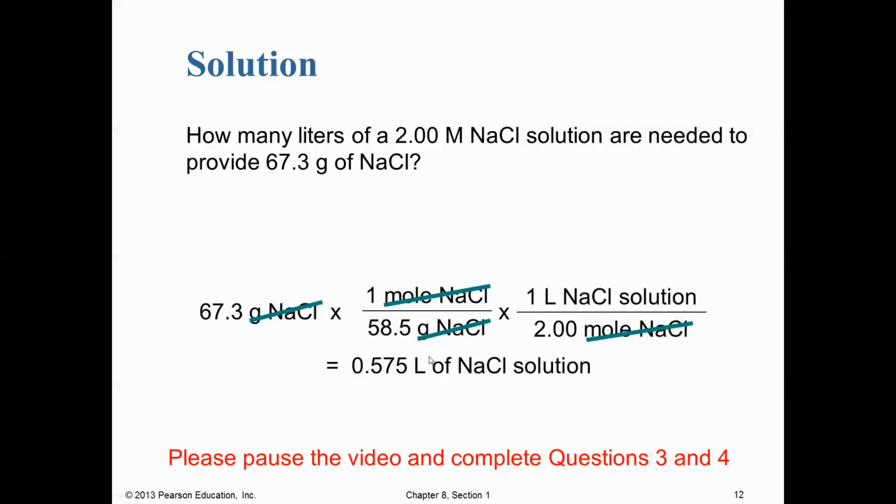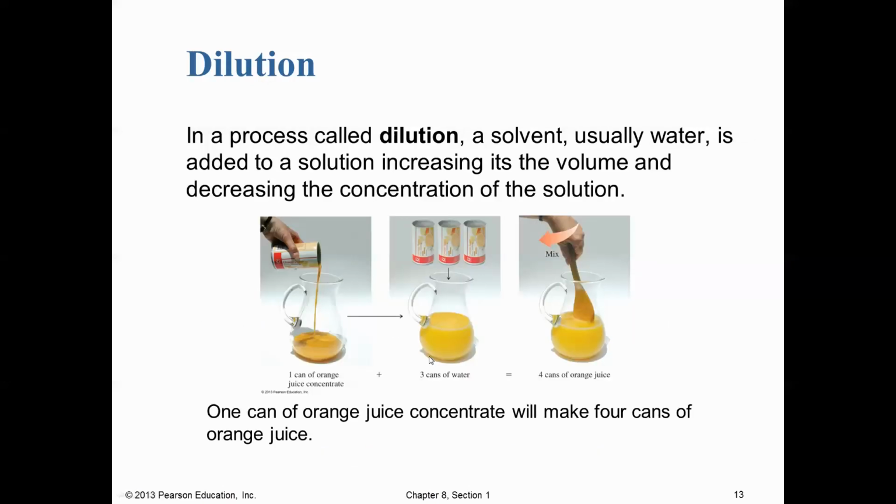Welcome back, everyone. Let's talk about dilution. So dilution is actually a process that you're familiar with. So if we take 1 can of our orange juice concentrate and dump it into our pitcher right here, and then we're going to add some water to it, we're adding more solvent, we're going to decrease the concentration right here through this process of dilution.